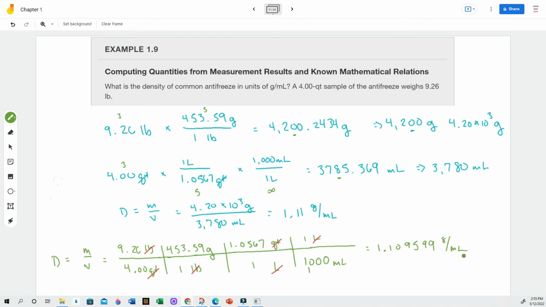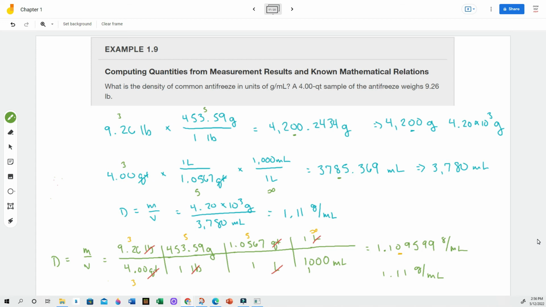I just need to round to the correct number of sig figs. So I need to go back and look at everything I used and determine my sig figs. So my 9.26 has 3 sig figs. My 4.00 also has 3 sig figs. Up here I have 5 sig figs. This one, 1, 2, 3, 4, also has 5 sig figs. And of course my 1,000 milliliters in a liter has an infinite number of sig figs. So what I am limited by are both my pounds and my quarts. So my final answer should have 3 sig figs, which means I am rounding to that 0 right there, which you can already see is going to give me an answer of 1.11 grams per milliliter, which is exactly what we got when we did it the other way.